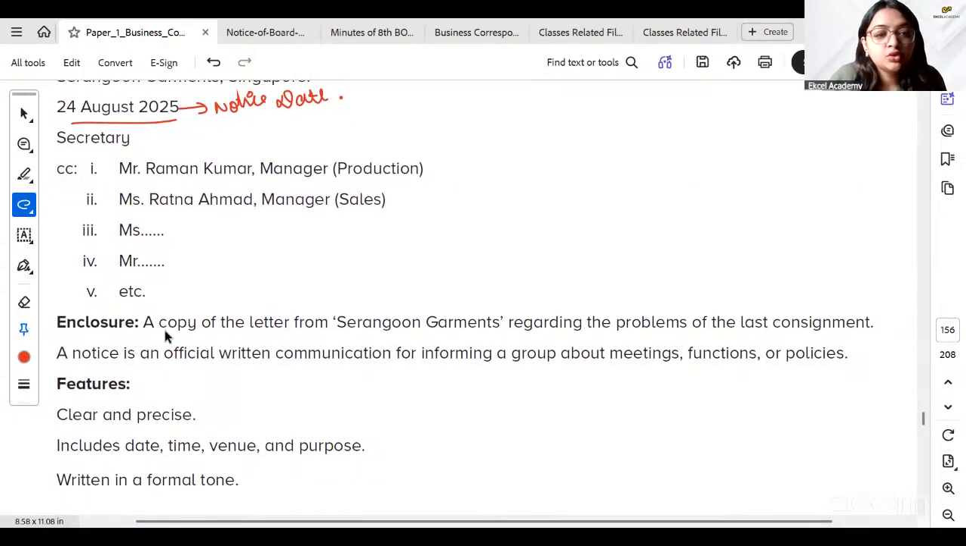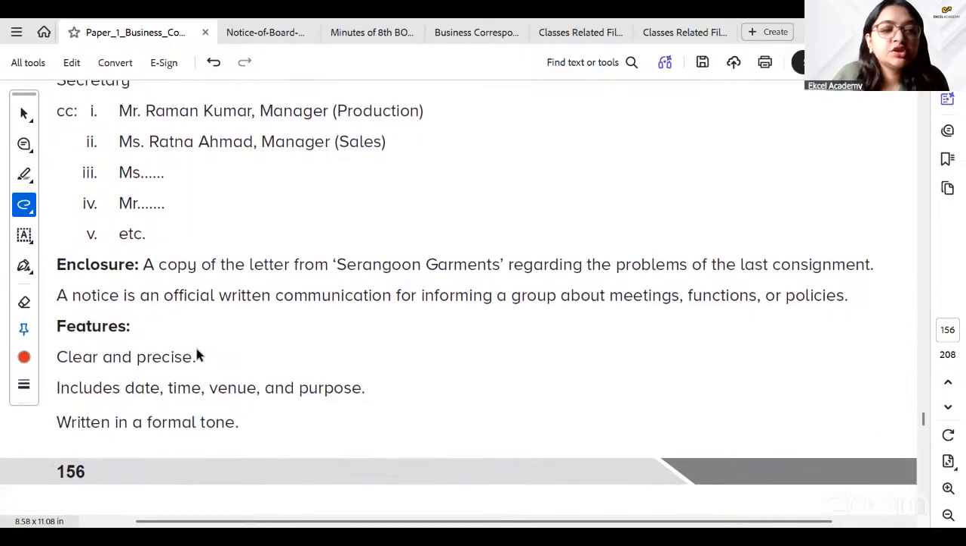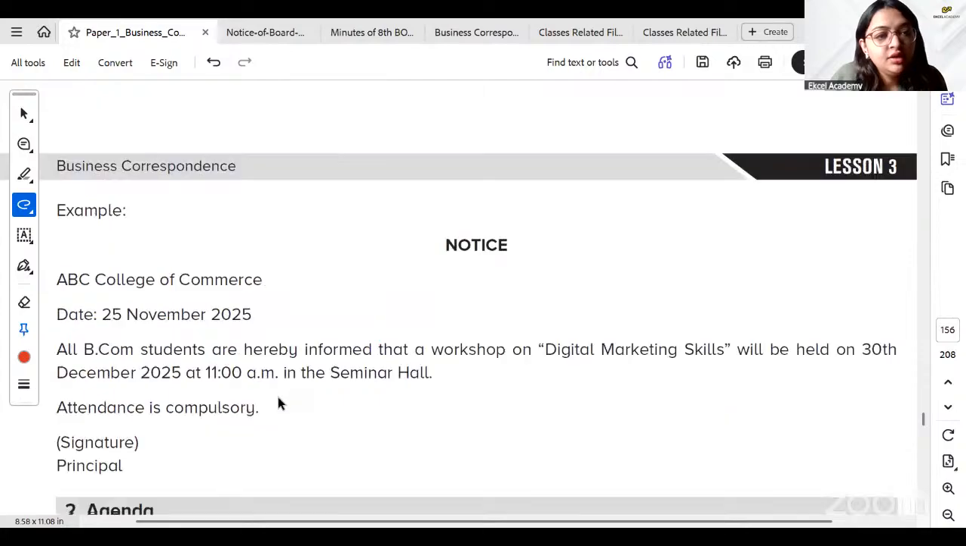Then what is your enclosure? That is the letter that you have received from Serangoon Garments regarding the problems of the last consignment. A notice is an official written communication for informing a group. Okay. Now, your features here are it has to be clear and precise. It includes your purpose and it should be written in a formal tone.